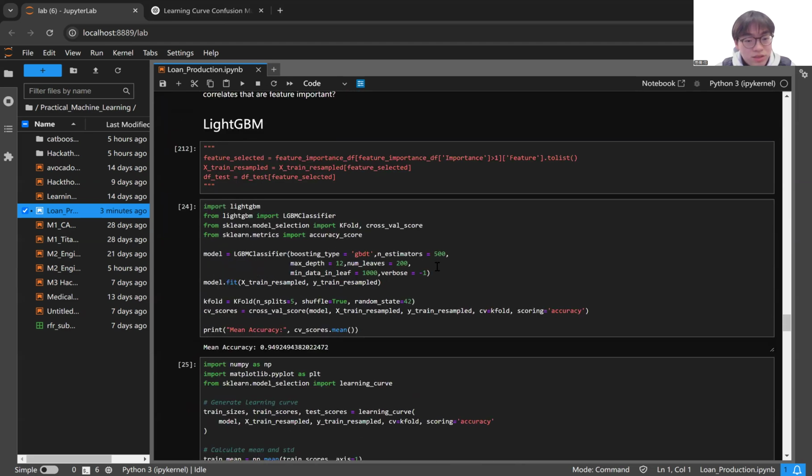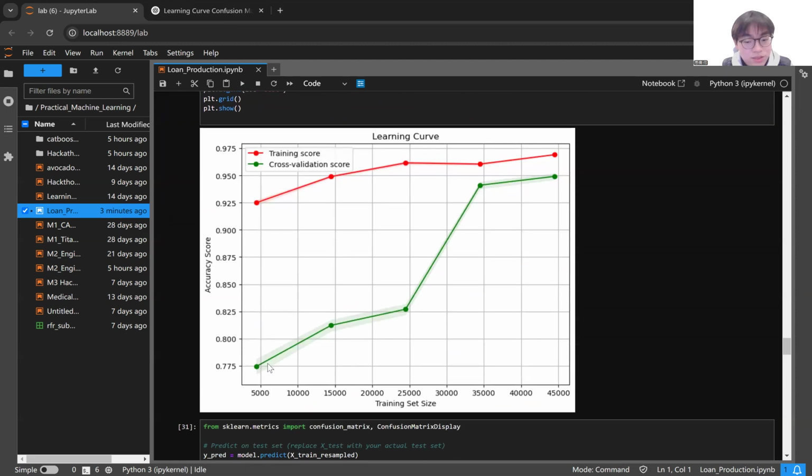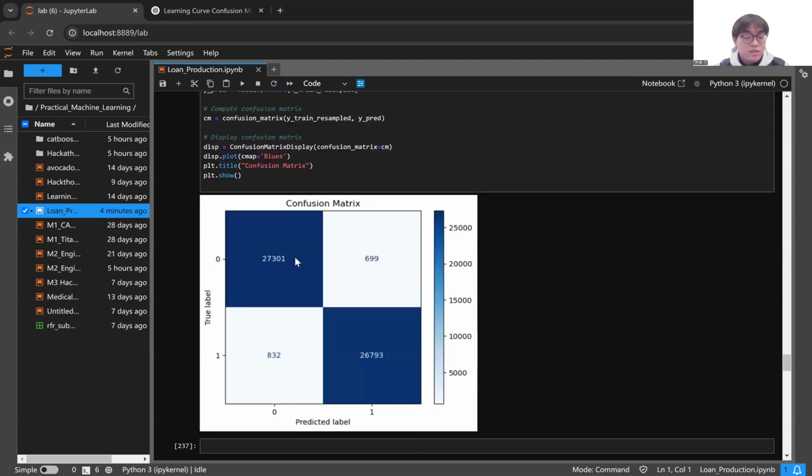And we fine tune some hyperparameters of the classifier, for example, the number of estimators, the max depth of the trees, and the number of leaves, etc. And we also draw a learning curve of the model. We can see as the training set size gets bigger, the cross validation score and training score get closer, and the confusion matrix is also like this one. We can see there are a lot of true positive and true negative outcomes, and this is what we want to see.